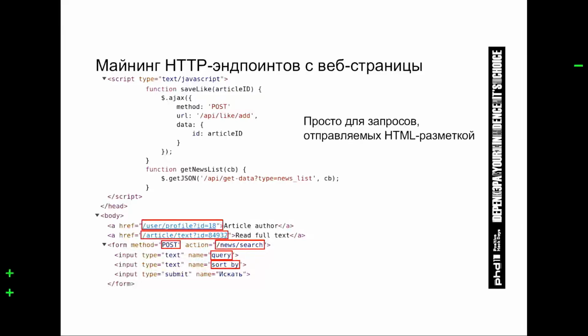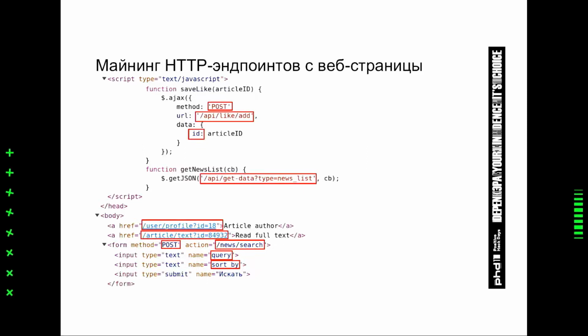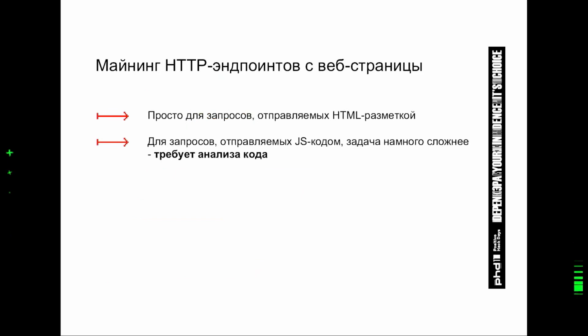So here we are. We have a web page, and we need to understand what server endpoints it addresses. With HTML, it's easy. We can look at all the tags that would allow us to get information. How about the requests that are sent from JavaScript? Like that? Well, not like that.